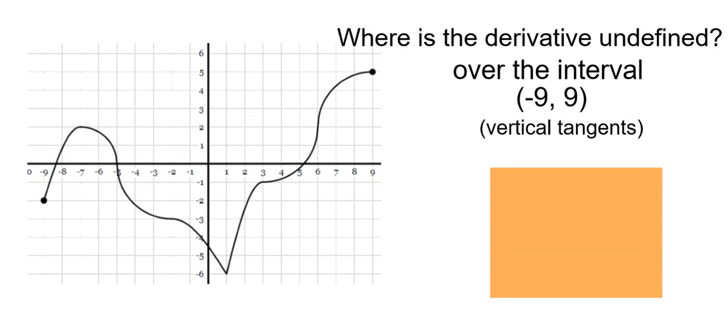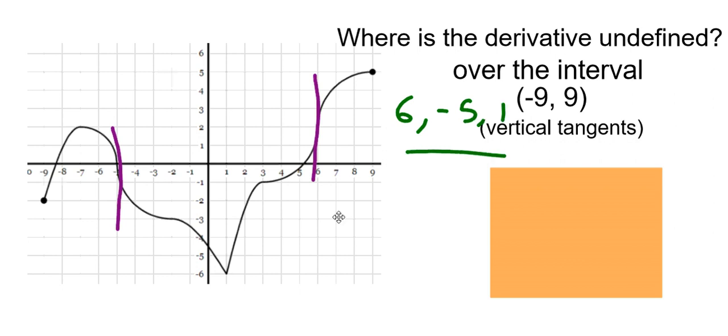So we're looking for vertical tangents. And so let's see, it looks like we've got one here at -5, right? And we've got one at 6. Are those the only two? Hopefully you can see the grids. Once again, we have a sharp turn. So at 6 it's undefined. At -5 it's undefined. And at our sharp turn at 1 it's undefined.